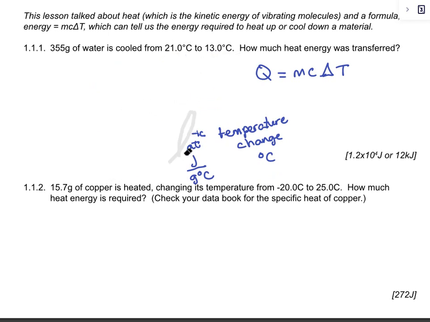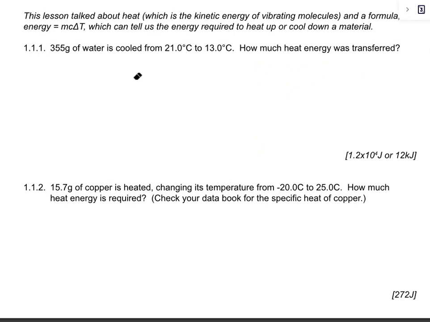If you see the Q version, the only difference is the Q stands for quantity of heat, which is another way to just say how much energy is there. So they really do mean the same thing.